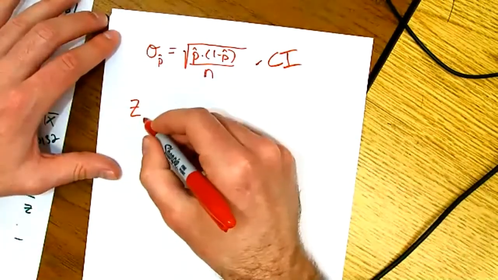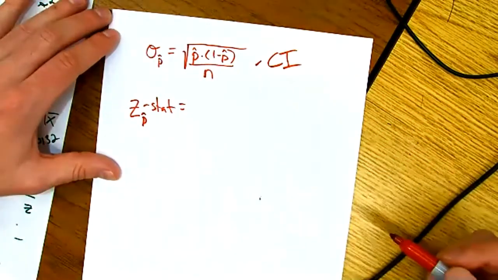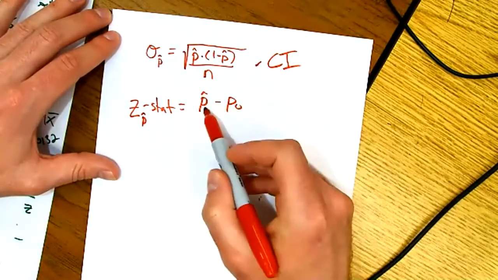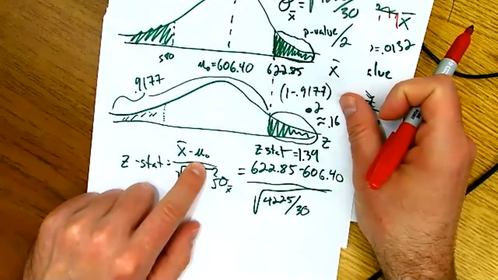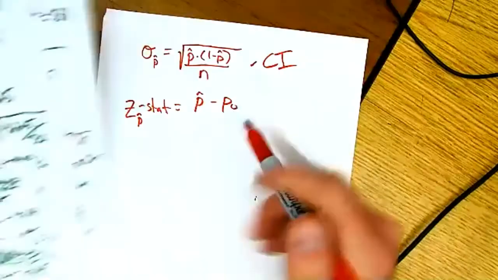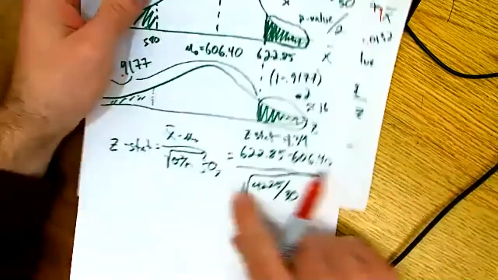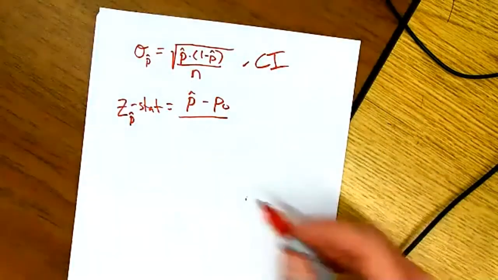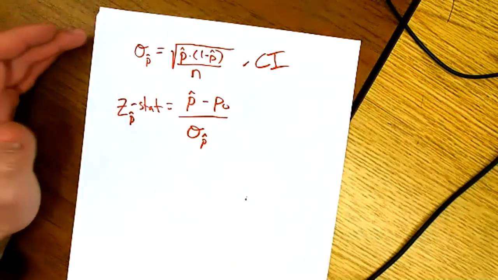Well, to calculate a test statistic, we think about the z statistic for a sample proportion. Just like before, we took our sample mean minus the assumed true mean. So take our sample proportion minus the assumed true proportion. And then what do we divide by? Before, we divided by the standard deviation of our sample means. Now we're going to be dividing by the standard deviation of our sample proportions, right? We're dealing with a different statistic.